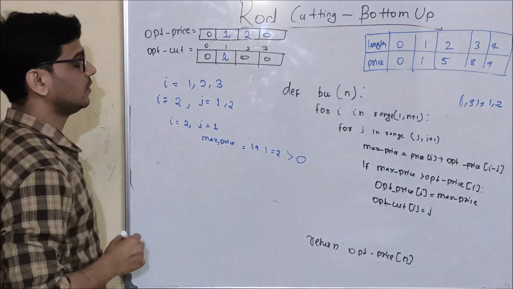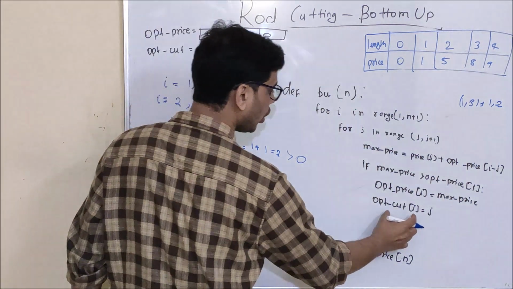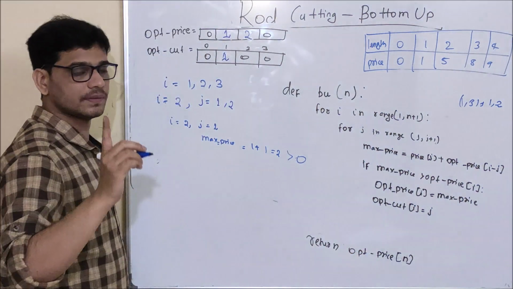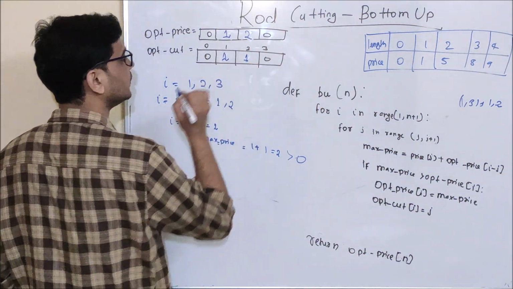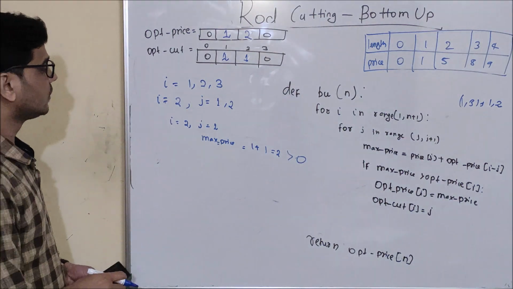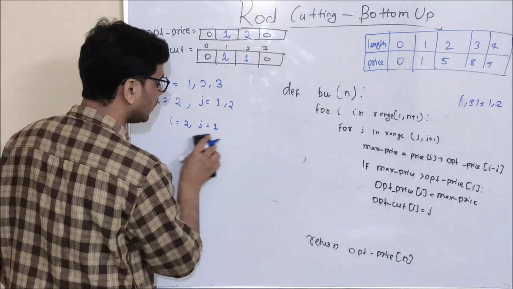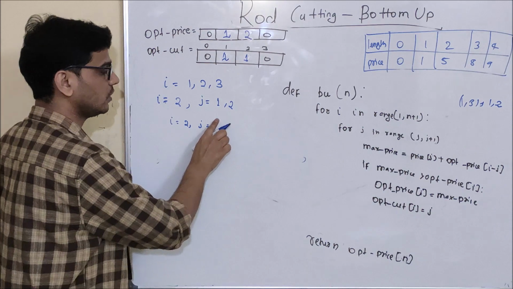That is 2, we will update. And in opt cut of I, that is opt cut of 2, I will update j. And what is j here? 1. So this is what is going to happen for I equal to 2 and j equal to 1.